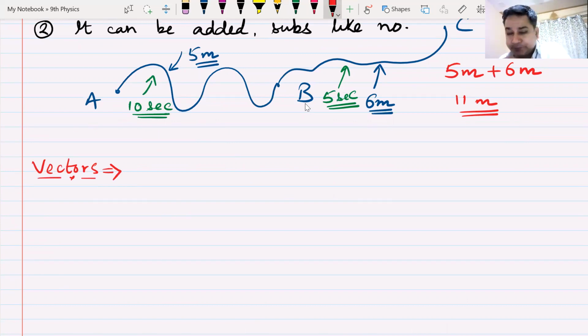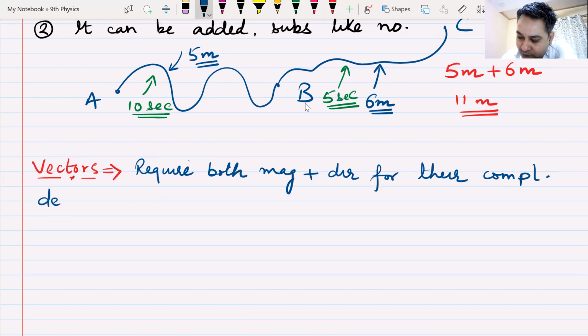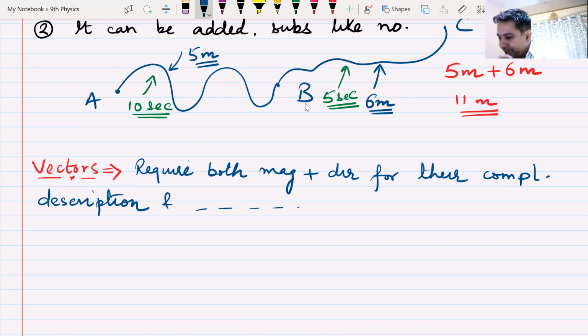So these quantities require both. They require both what? Magnitude and direction. They require both magnitude and direction for their complete description, and there is something that I will add later on.